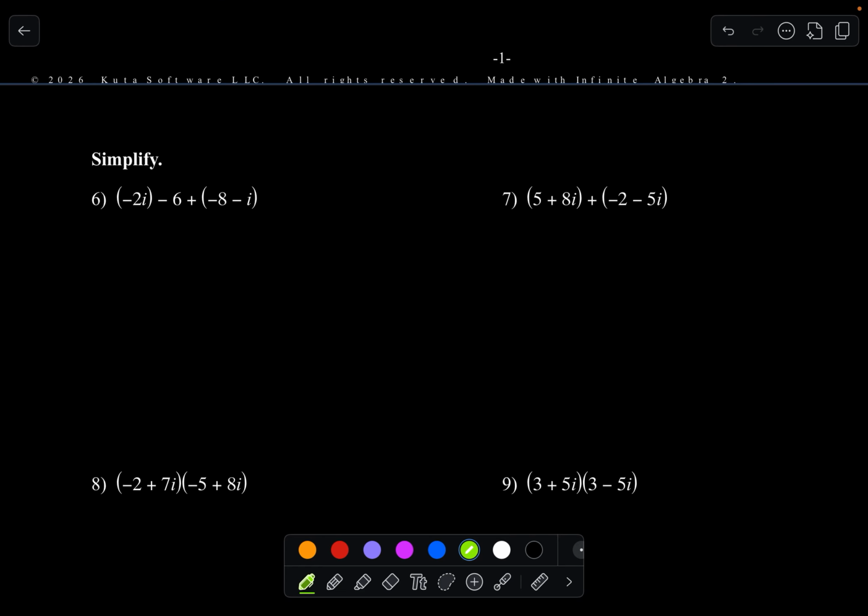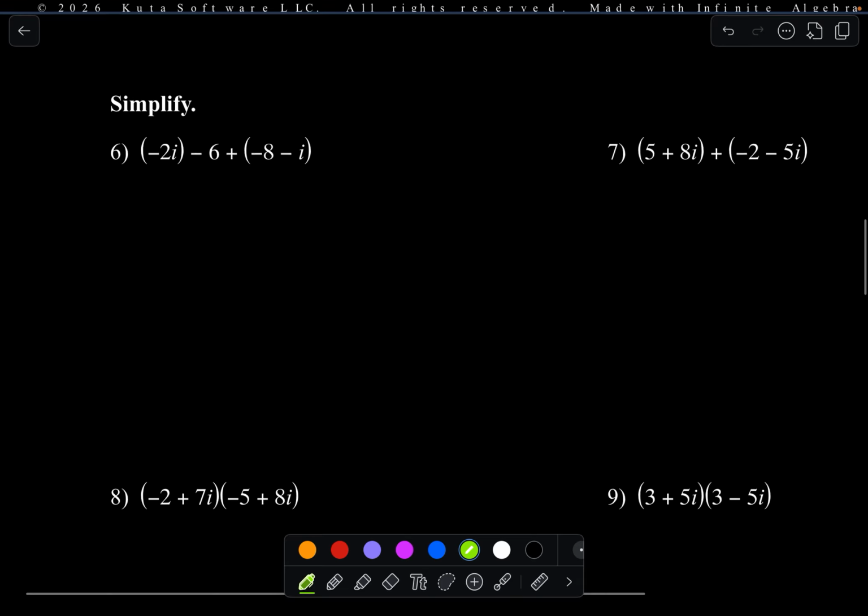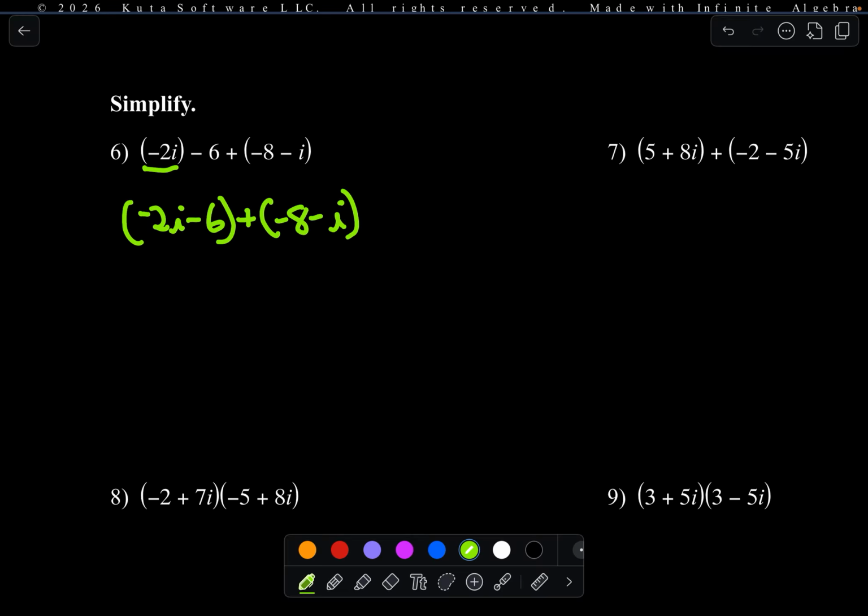For questions 6 through 9, we're dealing with those pesky complex numbers. Now, I don't like the way this is written, so I'm going to rewrite this as negative 2i minus 6, I'll put the parentheses like that, plus negative 8 minus i. I don't like the fact that the i is in front on this first term. Usually it's the real plus the imaginary part. So I'm just going to switch it and rewrite this as negative 6 minus 2i. And now it'll look like this.